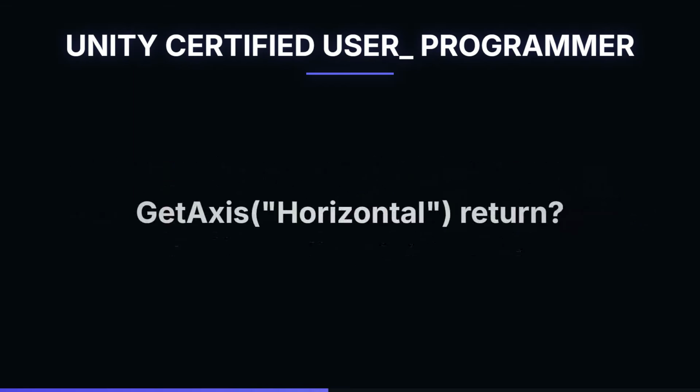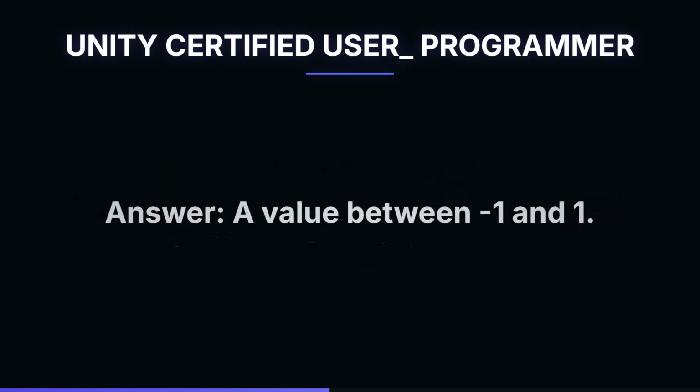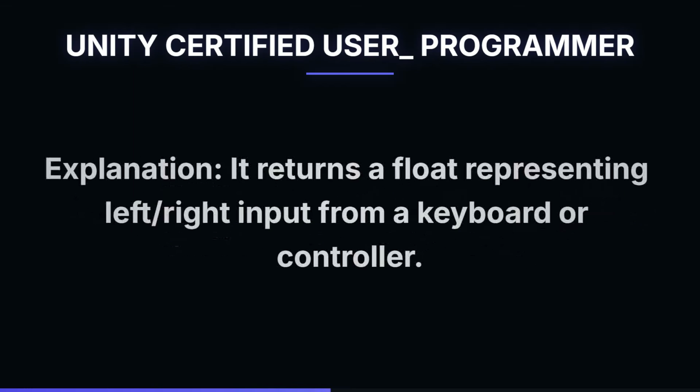9. What does GetAxis("Horizontal") return? Answer: a value between -1 and 1. Explanation: it returns a float representing left or right input from a keyboard or controller.